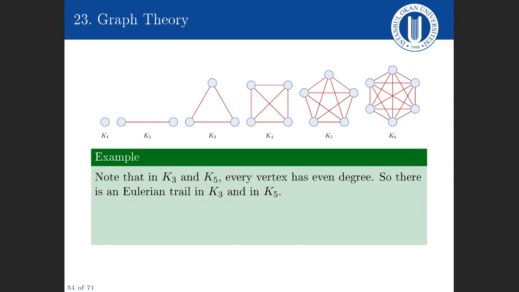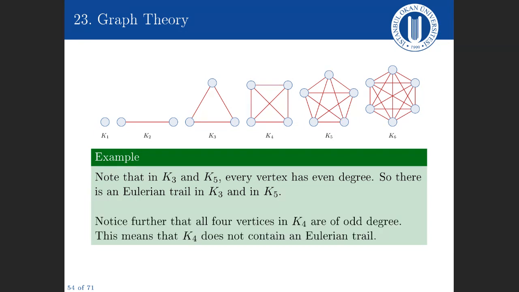Look at these graphs, the complete graphs. In K3, we can count the degrees. The degree here is 2, degree 2, degree 2. Every vertex has even degree, so there exists an Eulerian trail. Likewise, in K5, the degree of each vertex is 4. So again, there exists an Eulerian trail in K5.